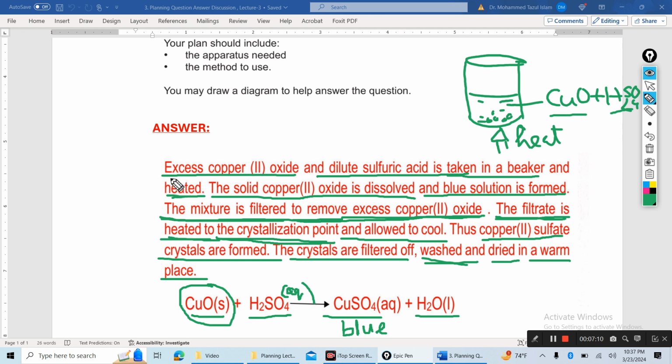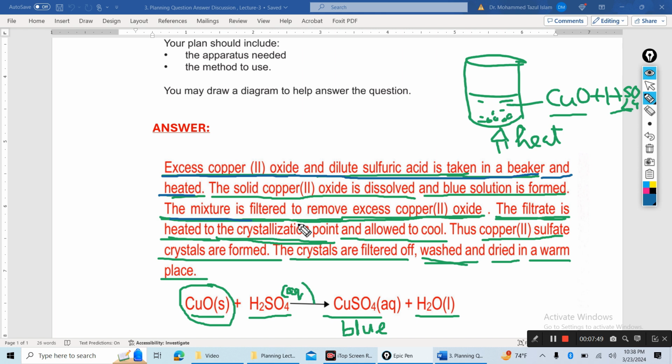So at first what we will do: excess copper 2 oxide and dilute sulfuric acid is taken in a beaker and heated. You will take a little bit more copper 2 oxide than needed, that's why excess, and dilute sulfuric acid is taken in a beaker and heated. After giving heat, you will see copper 2 oxide is dissolved and a blue solution is formed. Then what will you do?